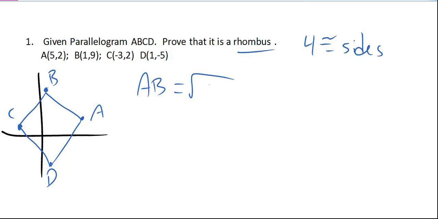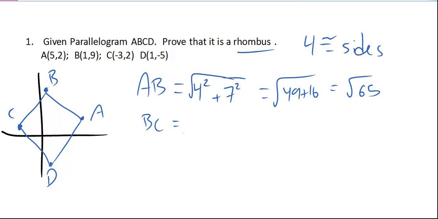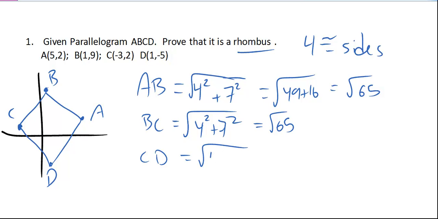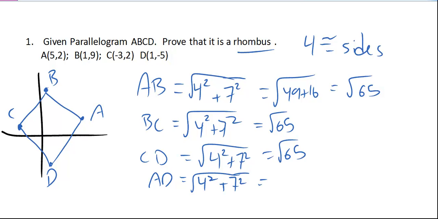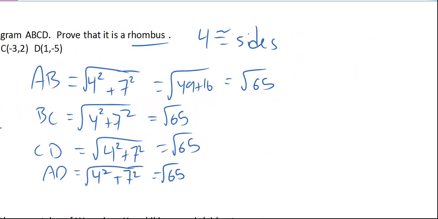So AB is the change in x squared plus the change in y squared, and that's 49 plus 16, which is 65. BC, change in x is 4, change in y is 7, and that gives me the same thing. CD is change in x is 4, change in y is 7, and AD is change in x, still 4, and change in y is still 7, which is square root of 65. So of course I need to write some sort of conclusion sentence, so maybe you could even say something like there are 4 congruent sides here.